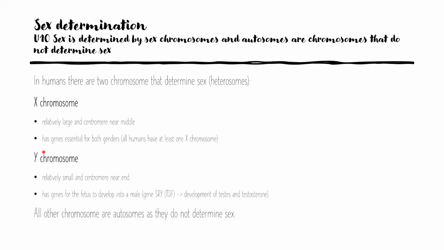The Y chromosome is relatively small, and the centromere is near the end. It has all the genes required for a fetus to develop into a male, in particular the gene SRY, also called gene TDF, which codes for sex-determining region Y protein, also called the testes determining factor protein. And this causes the development of testes and testosterone. All other chromosomes in the body are autosomes, as they do not determine sex.